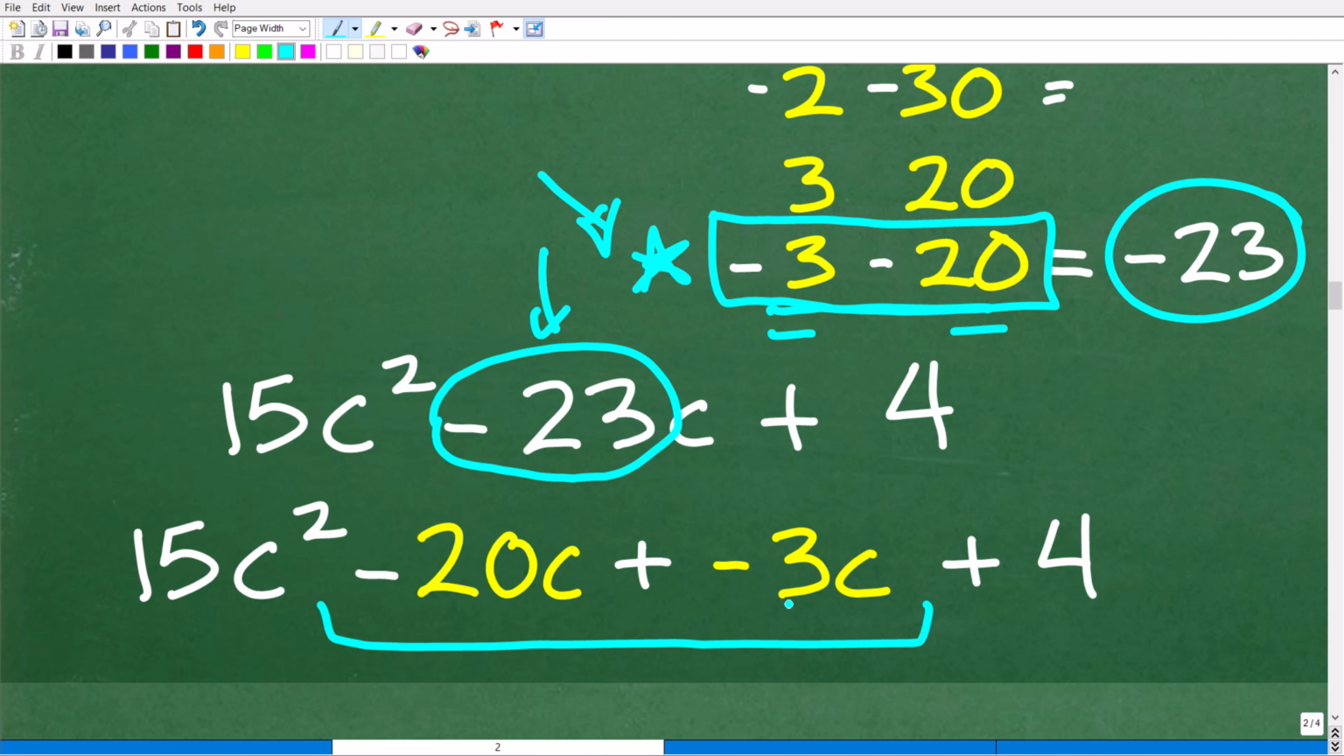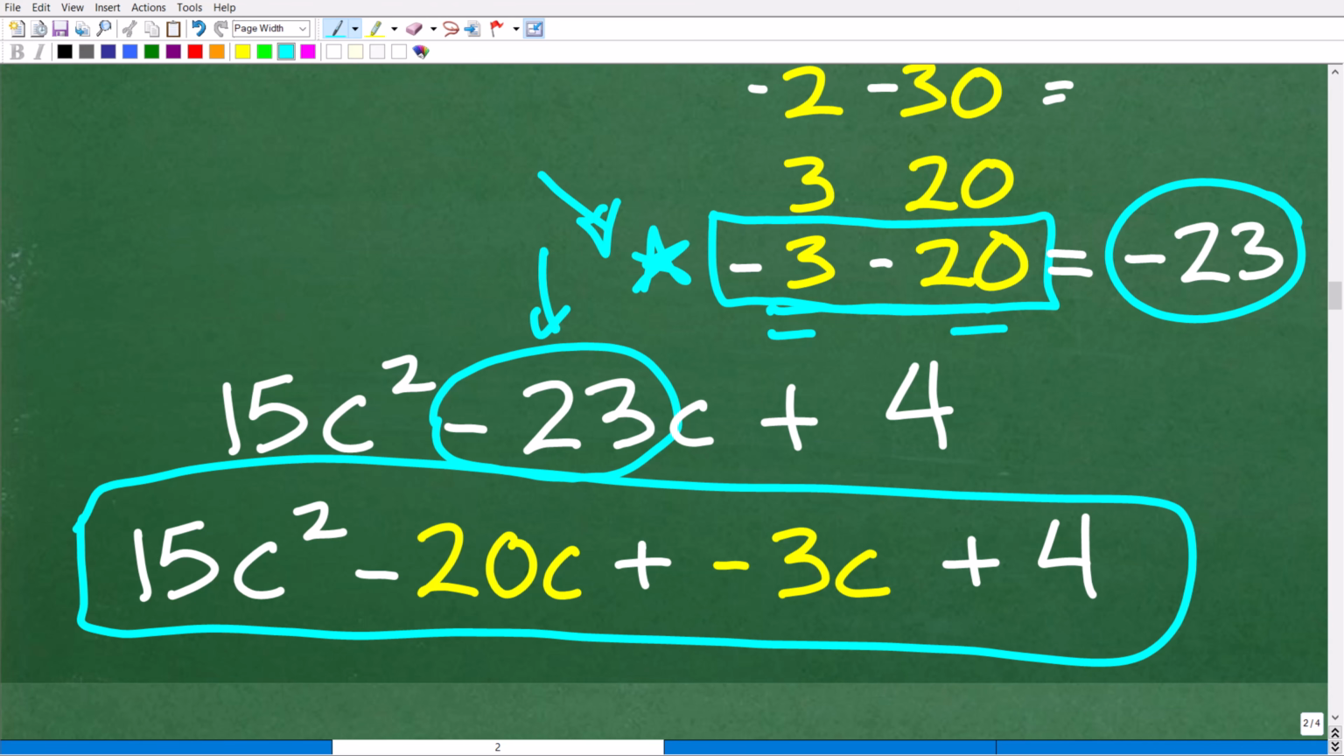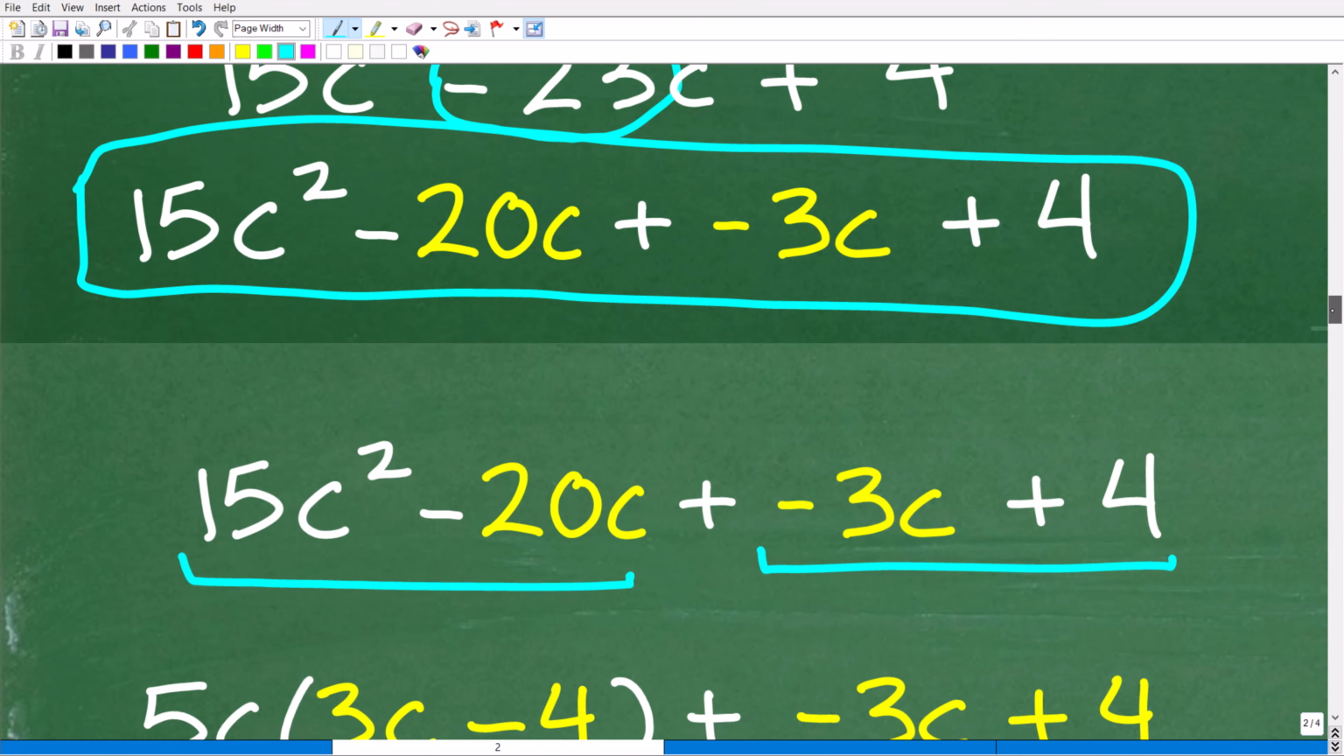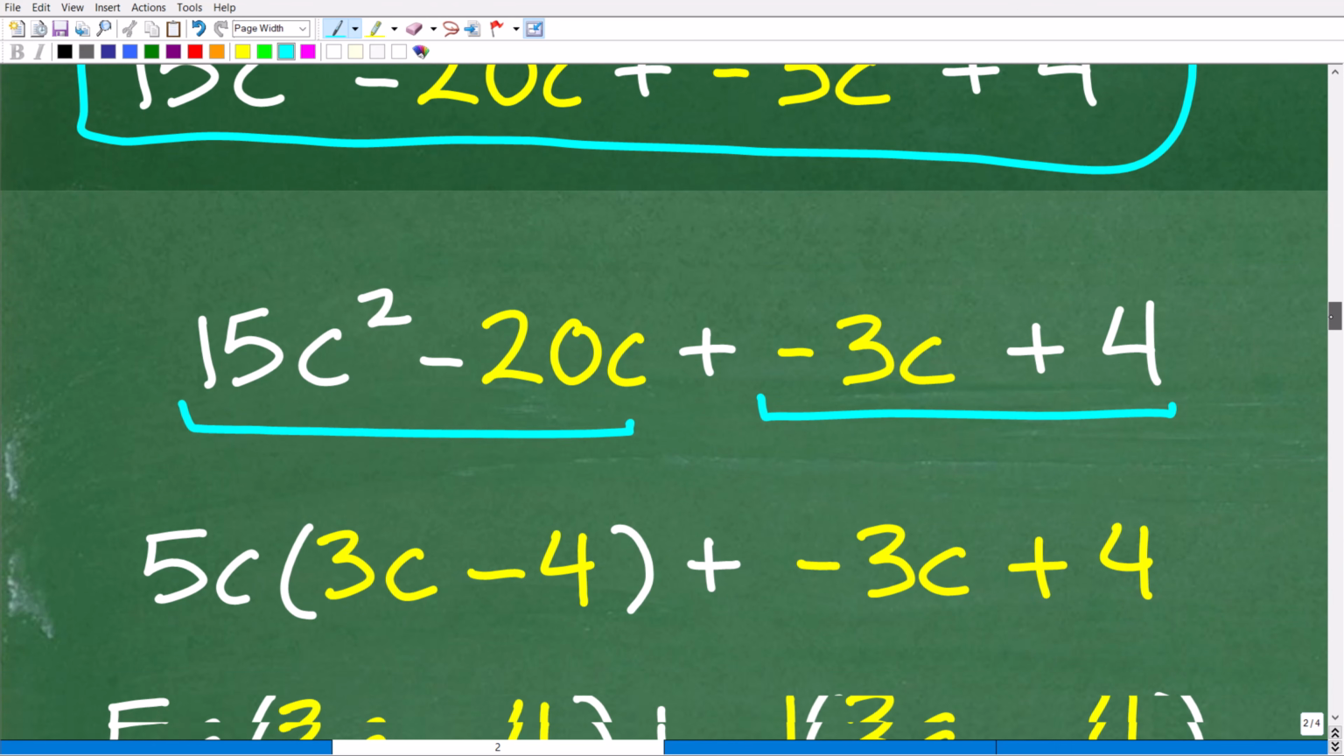Now you could put the negative 3c there and the negative 20c here. Order doesn't make a difference. The final answer will come out. Some of you might be saying, why don't you put the 3 and the 20? You certainly can. So don't get too caught up on that. So now we're going to take this and we're going to do some group factoring.